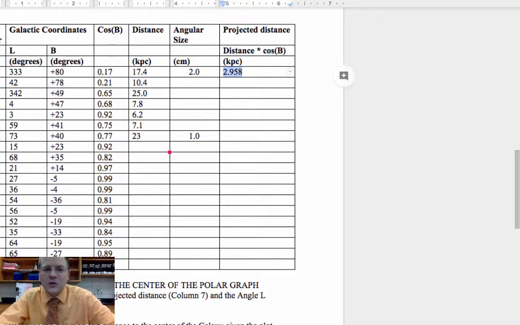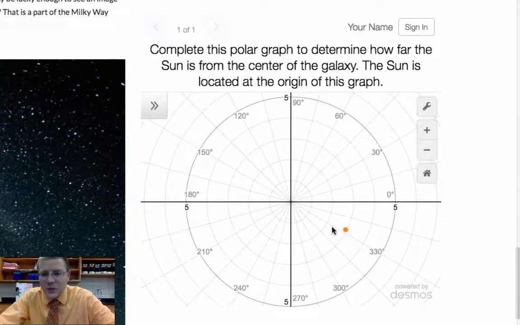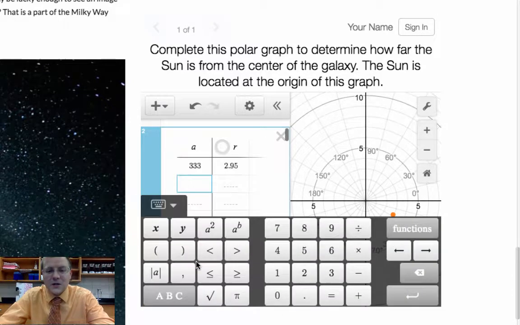So I'm going to put those two data points into my graph, and what Desmos does is it plots that point. You can see I'm about 1, 2, 3 rings away from the center, so that tells me how far I am from the sun, and I'm at around 333 degrees. Hit this tab again, and you can fill in the rest of your column all the way down. You can manually type in your numbers, or you can use their keypad that pops up.